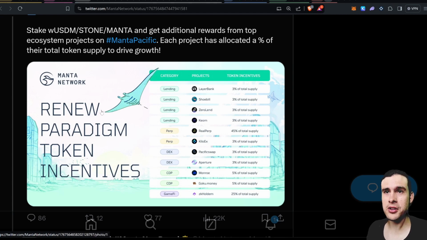Now, I was going to bridge my Manta tokens over to Manta Pacific, but when I looked at the staking, I saw that there was a minimum of well and truly more than what I had been airdropped.